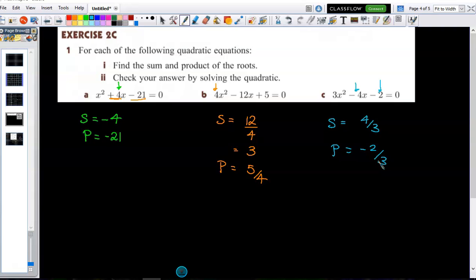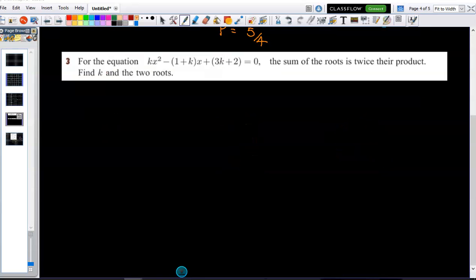I love it. Cast your eyes to number 3. I've just said, oh, we're looking at that. There's too many Ks, there's too many words. Nah, not going to happen. Relax. Take it slow. And what do we do? We underline. So the sum of the roots is twice their product. Right. So what's that going to mean?